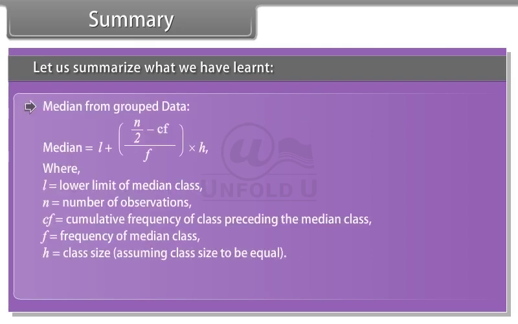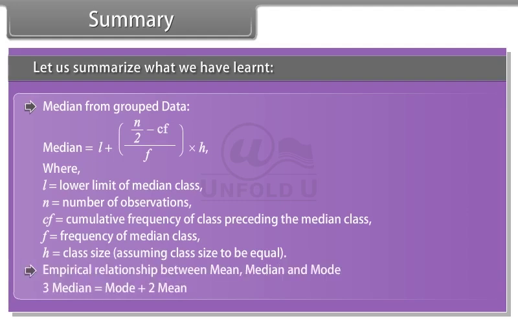Median from grouped data. L plus n by 2 minus Cf, that is divided by f and multiplied by h, where L is equal to lower limit of median class, n is equal to number of observations, Cf is equal to cumulative frequency of class preceding the median class, f is equal to frequency of median class, h equals class size assuming class size to be equal.